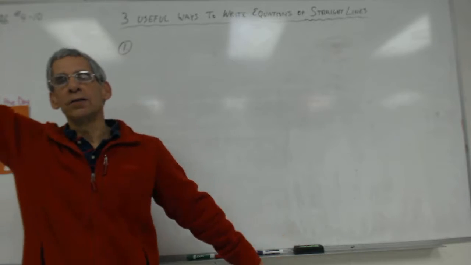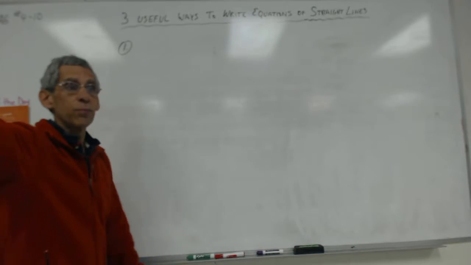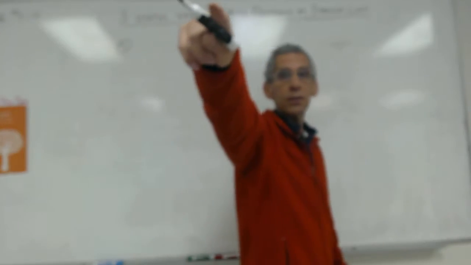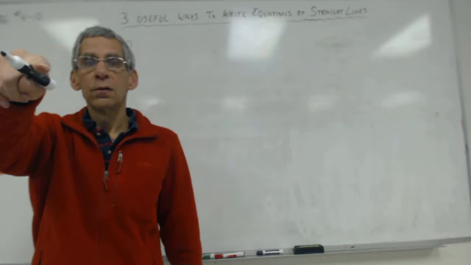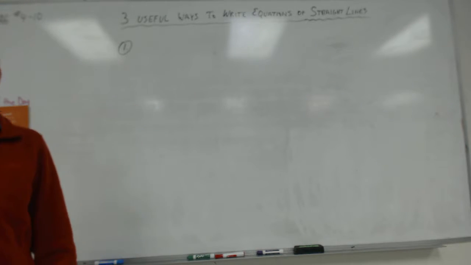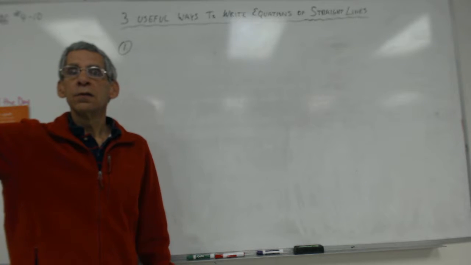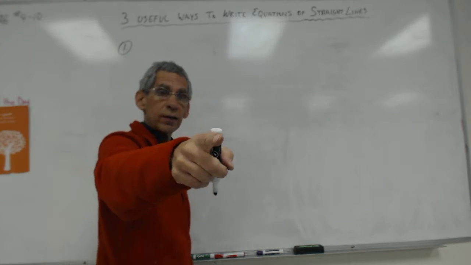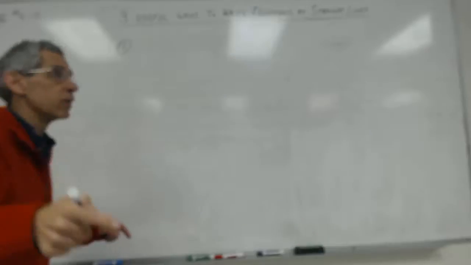Think of straight lines. y equals mx plus b. Is that slope form? Close. What's it called? Slope-intercept, right? That's it. Good.